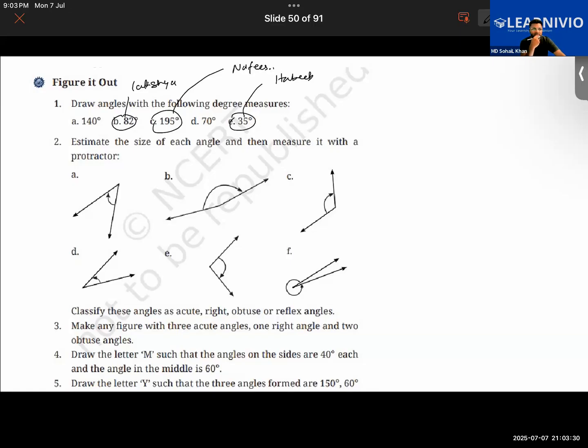Drawing a 195-degree angle is a bit tricky, but not difficult. Because in the protractor you don't find 195 degrees, right, Nafis? In the protractor, the units are from 0 to 180 degrees only, right? So how will you be drawing it then? Beyond 180 degrees, you'll be having 185, then 190 degrees, then 195 degrees. Okay, I have given you this hint. Let's see if you can draw it, otherwise I'm here to help.